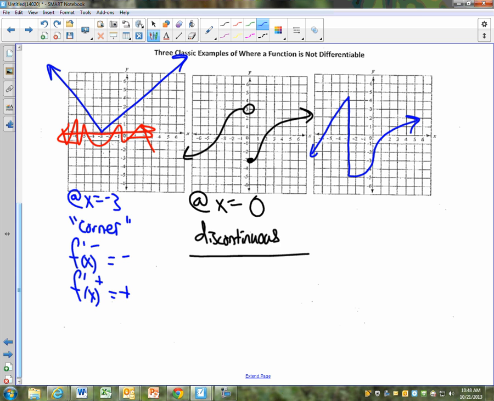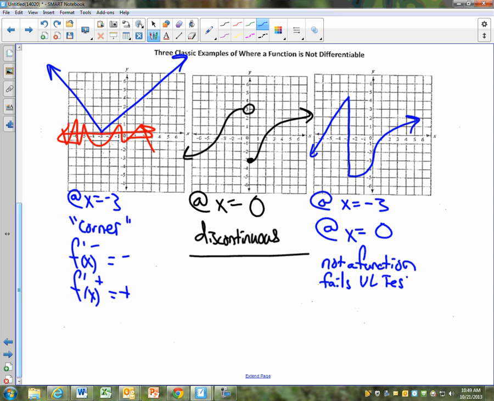So, first of all, this one is not differentiable at 2 spots. Number 1 at x equals negative 3, and second of all at x equals 0. And here's the reason why. Emma had the first one. You said it's not a what? Yeah, it's not even a function to begin with, because it fails the vertical line test. That's at x equals negative 3.